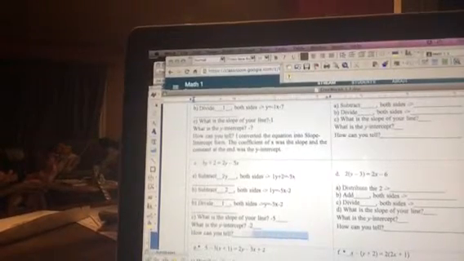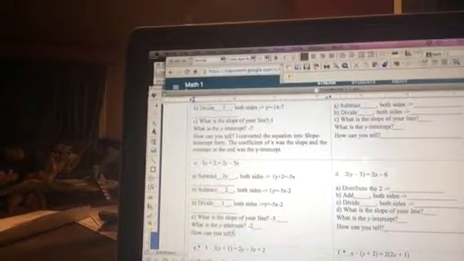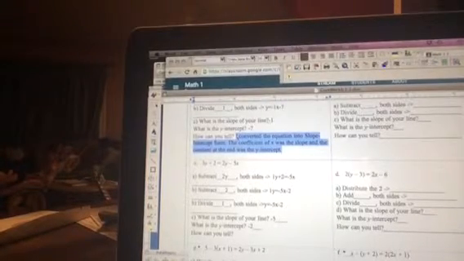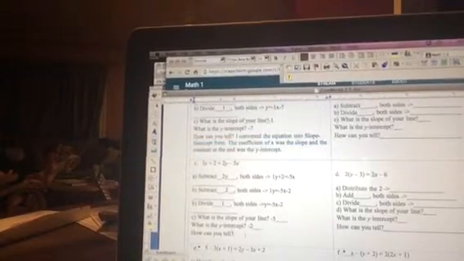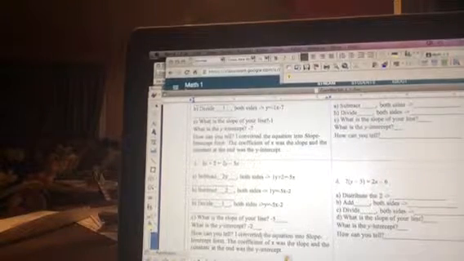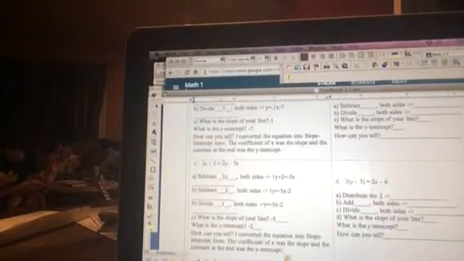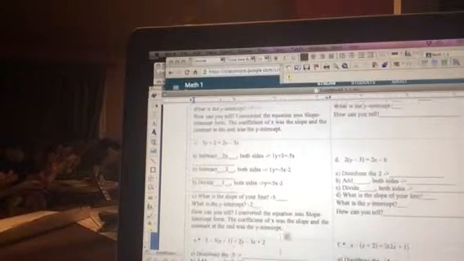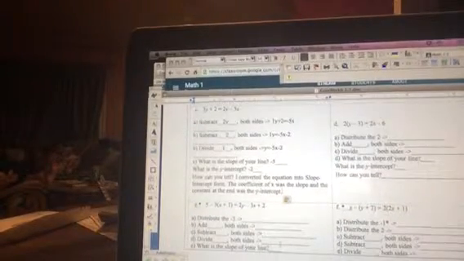How can you tell? Well, the funny thing is, this is exactly the same question we were asked with a very similar problem recently. So you know what I'm going to say? I'm going to use my old friend copy and my friend paste, and I'm done. I converted the equation into slope-intercept form. The coefficient of x was the slope, and the constant at the end was the y-intercept. Doesn't that look smart? Okay, cool.